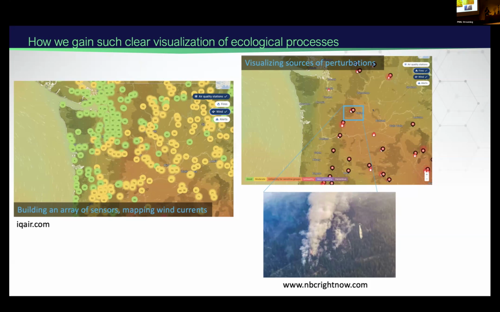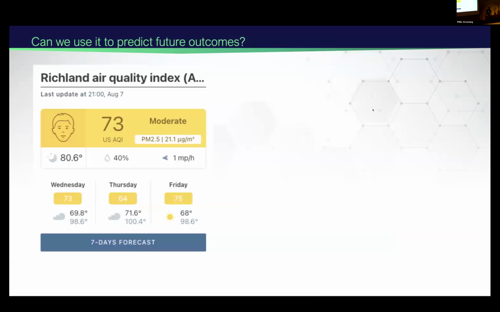So this gives you an idea of how we can visualize, by taking a bunch of images, what might be occurring and why we might actually be seeing worse air quality on the east side of the state because of the way that the wind currents are going. And we can now use it to predict future outcomes, right?